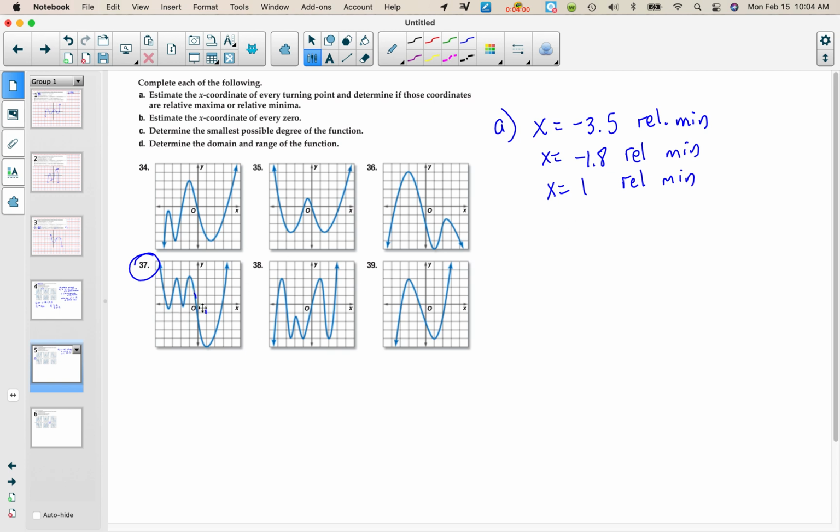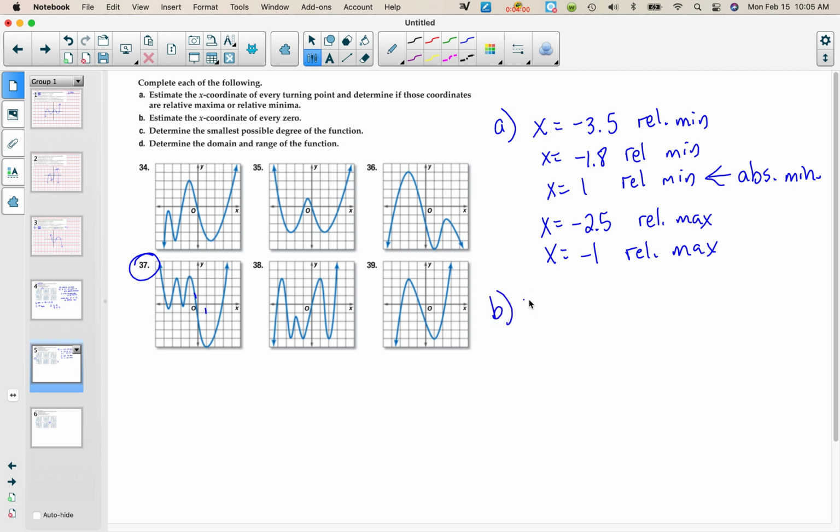And then notice at about negative 2.5, we have a relative max. At negative 1, we have a relative max. That looks like the relative max. Notice that this x equals 1 is also an absolute min, okay, because there's nothing lower than that. That's going to help for the range. So those would be our answers for part A.